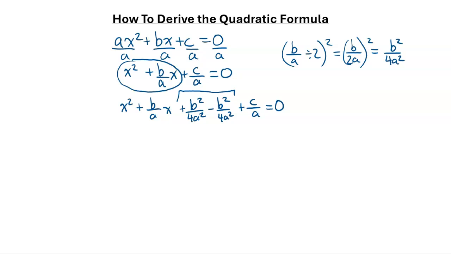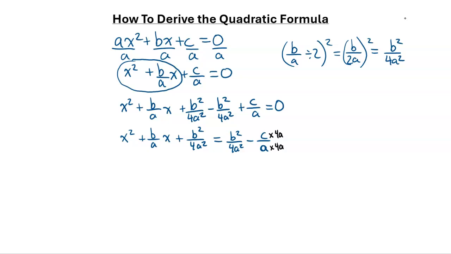included. Now what I'm going to do is bring the last two terms to the other side. So this is going to be x squared plus b over a times x plus b squared over 4a squared is equal to b squared over 4a squared minus c over a. So I've added b squared over 4a squared to both sides to get the negative to come to the other side, and I've subtracted c over a from both sides to get the positive c over a to come to the other side. Now I want a common denominator on the right, so I'm going to multiply by 4a over 4a, and on the left side I'm going to complete the square.